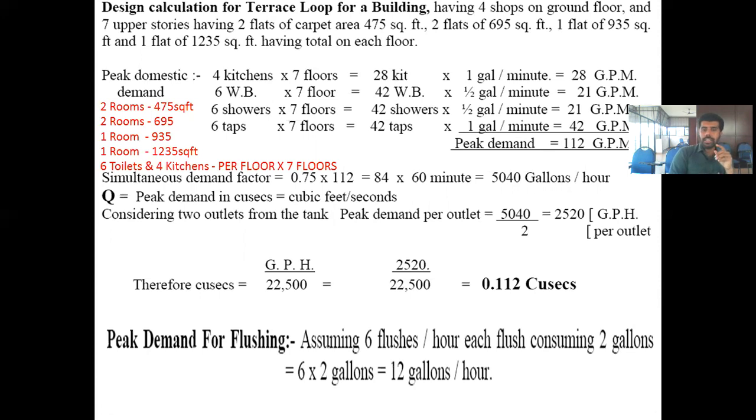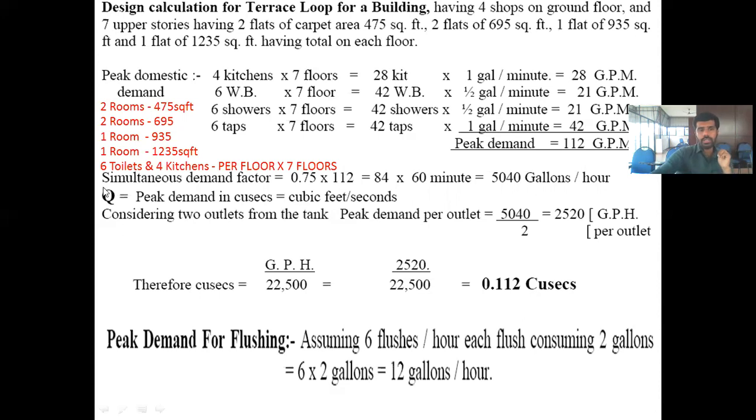So, from one water closet or one toilet, 12 gallons per hour is being consumed. Correct? Because from one toilet we are giving 6 flushes in 1 hour, and 2 gallons is being used from one flush itself. So the total flush will be 12 gallons per hour from one toilet. So how many toilets are there?